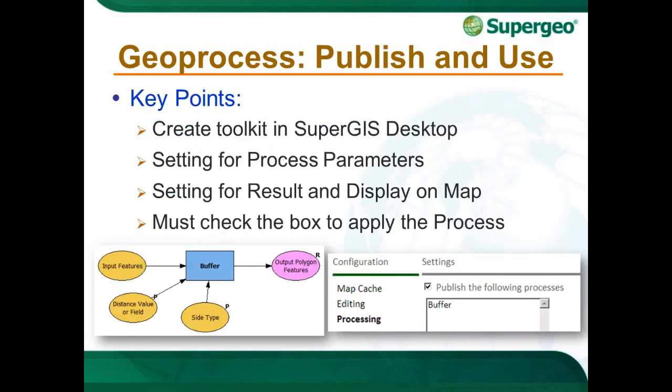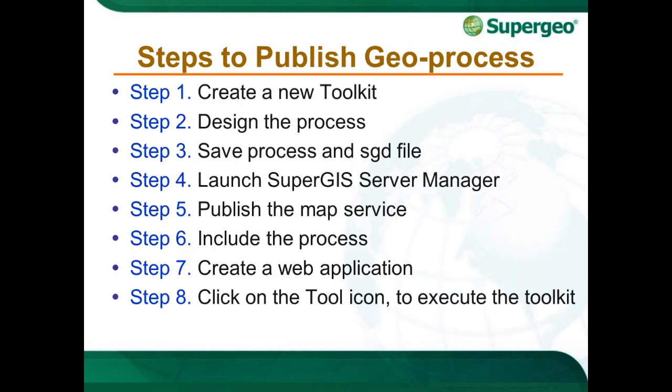And what is the key point about geoprocessing? It is about designing, publishing, and using. The key point is we can create a toolkit in SuperGIS Desktop, easily set up all the process parameters, set up the result, and display it on the map. And it is very important that within the server part you have to check the box to apply the geoprocess.